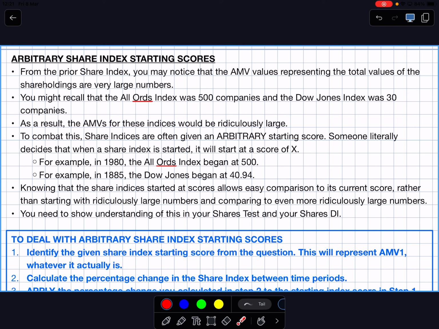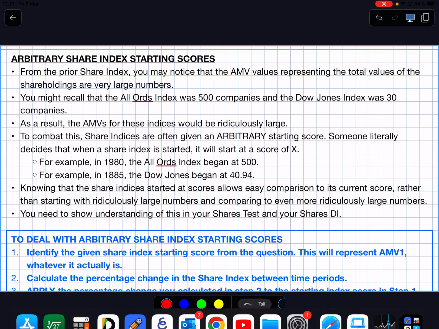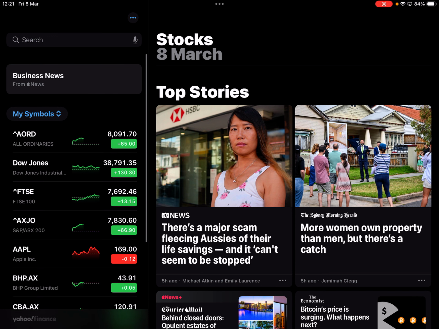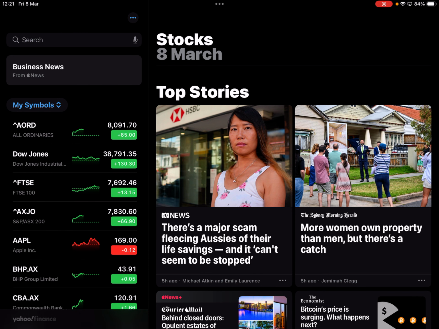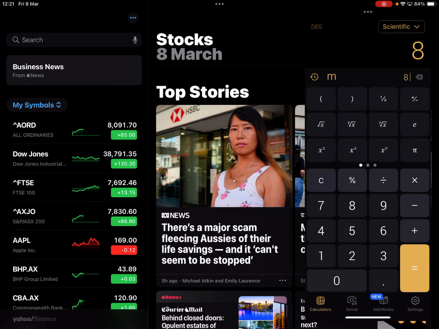This happened for real. In the 1980s, someone in Australia decided that the All Ordinaries Index began at 500. Is that a nice round number? That's sort of reasonable. Let's see what the All Ordinaries Index is right now. It's up to 8,000. So how many times larger is the Australian economy if it started off at 500 in the 1980s and it's up to 8,000 now? What's 8,000 divided by 500? Yeah, our whole economy is probably around 16 times bigger, okay?